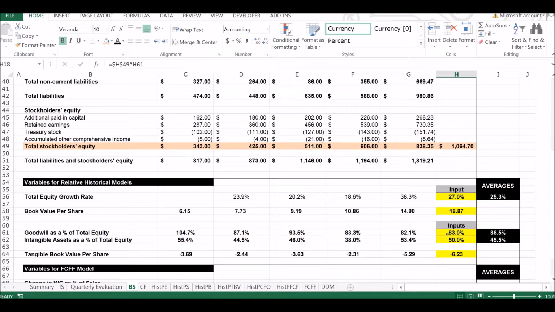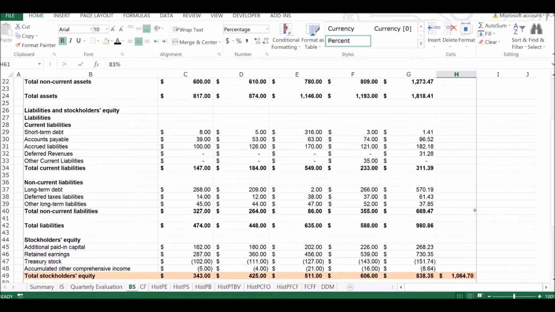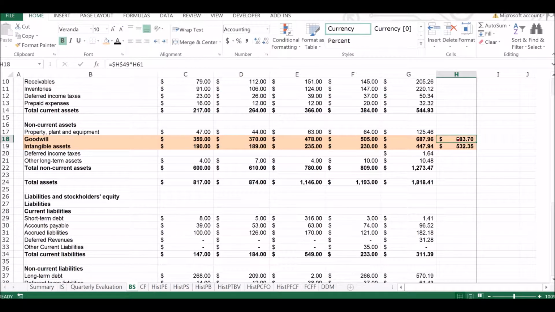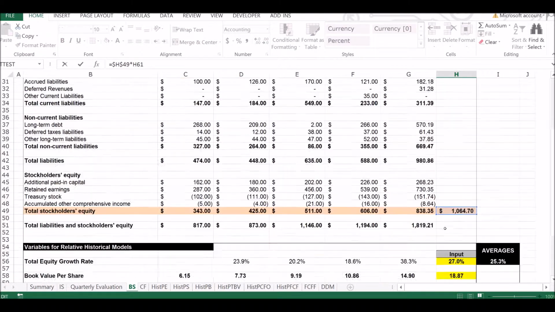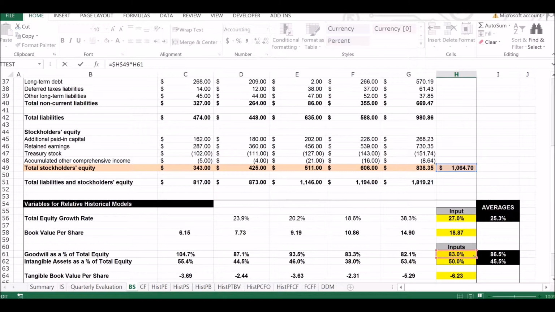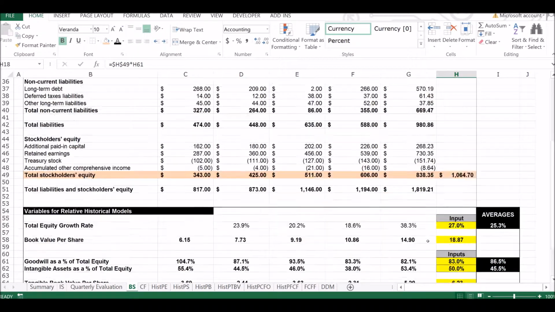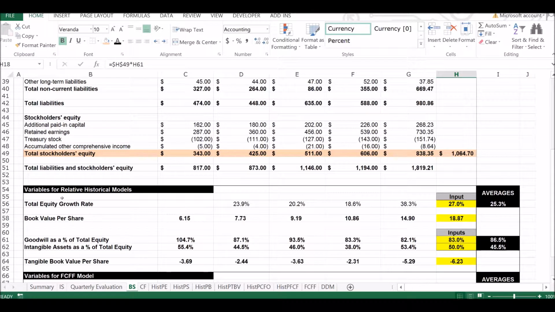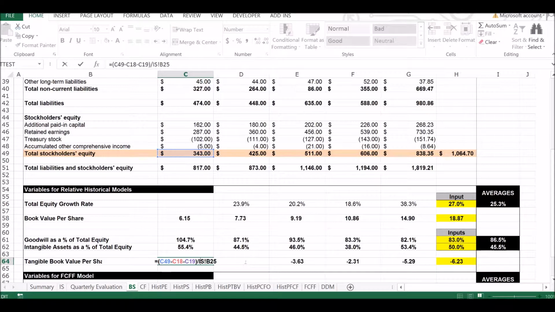So you can look at what the percentage of goodwill is to total equity here. This input changes this figure here. You can see it's linked to this input. So when you change the input, it changes the value up top. Now the same thing with the intangible assets as a percentage of equity. And then from there, you're going to derive the tangible book value per share.